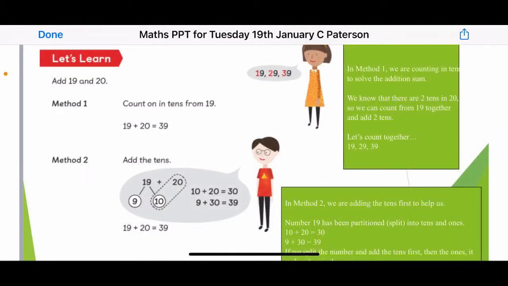So now Primary 2-3, we're going to have a look at some of the methods you could have used to solve those addition problems. In method 1 that you can see on the screen here, we're counting in tens to solve the addition sum. We know that there are two tens in 20, 10, 20, so we can count from 19 together and add the two tens on. So let's do that. Let's count together. 19, 29, 39. If we count in tens, that helps us to add a little bit faster and a little bit easier.